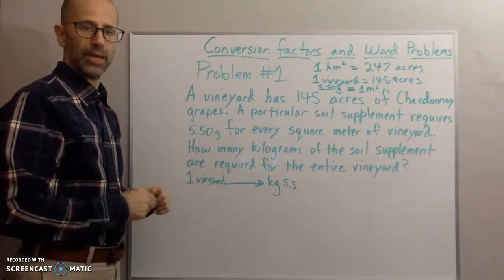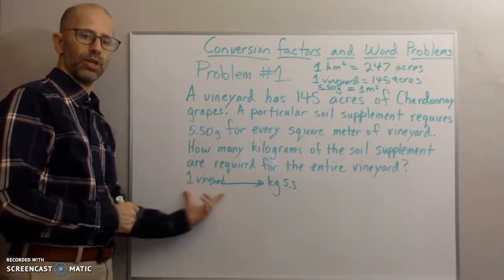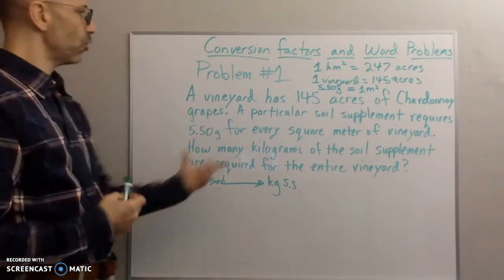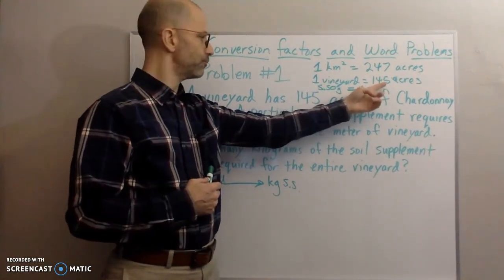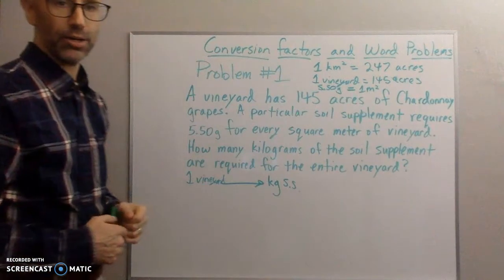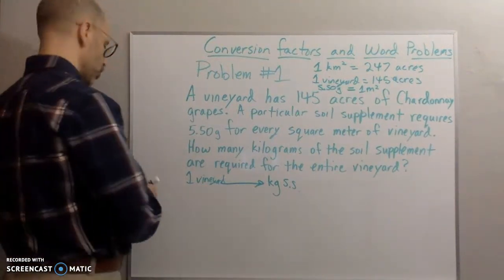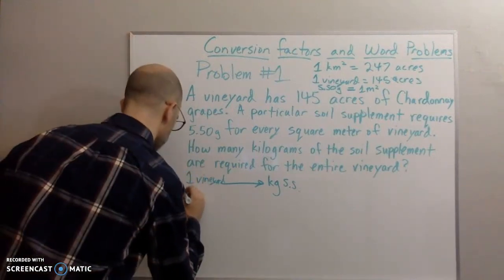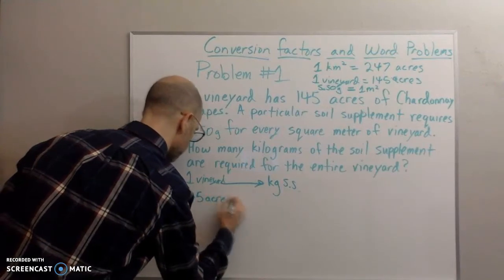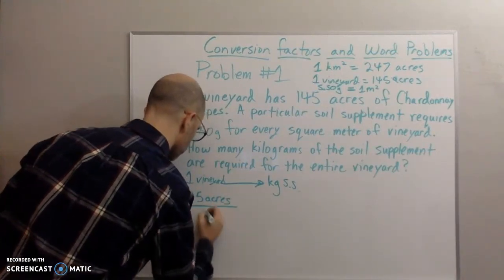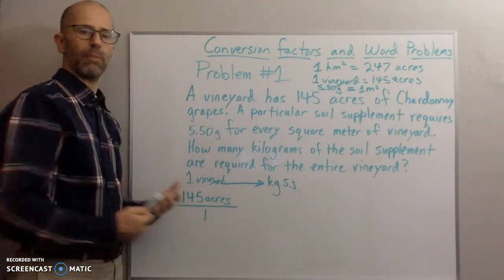Now we can begin to solve the problem. We're told to start with one vineyard, but we know that one vineyard has 145 acres. So why don't we just start with the 145 acres? We'll put 145 acres over 1. Okay, so now I need to start my conversions.